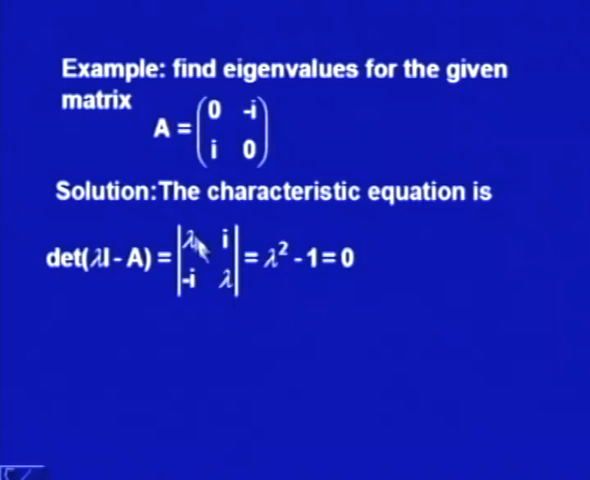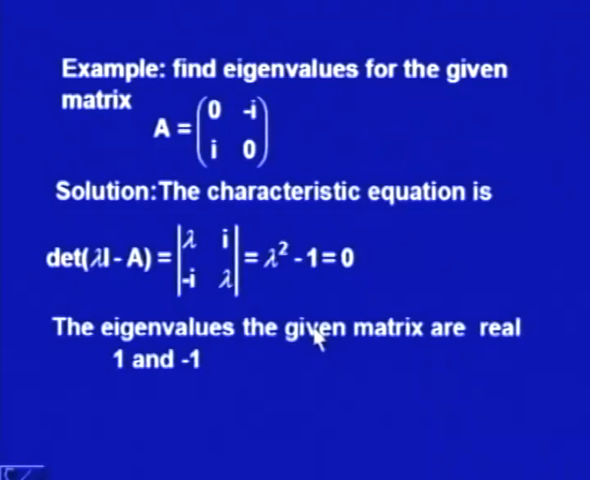Now, if you evaluate this determinant, it is lambda square minus, and this minus will make it plus. So, it is plus i square, and plus i square becomes minus 1. So, determinant of lambda I minus A is lambda square minus 1 equal to 0, and this is a second order equation in lambda which can be easily solved, and we get the eigenvalues of the given matrix are real, and they are 1 and minus 1. So, we have established a result, and we have verified this in this example.